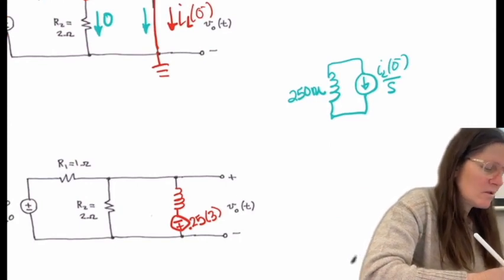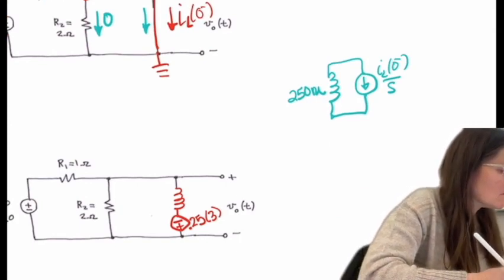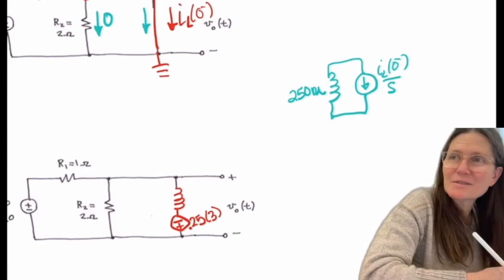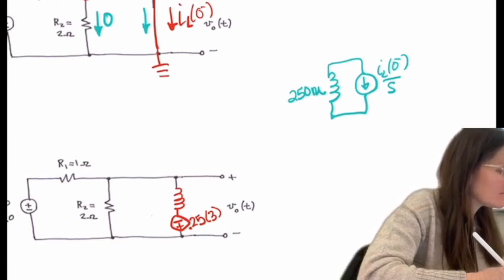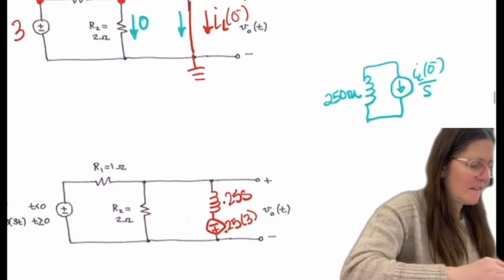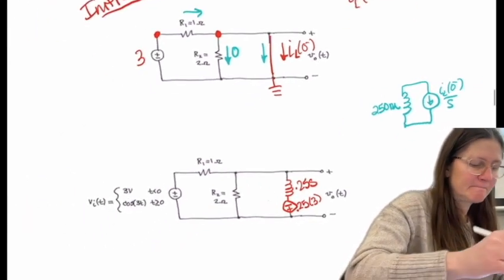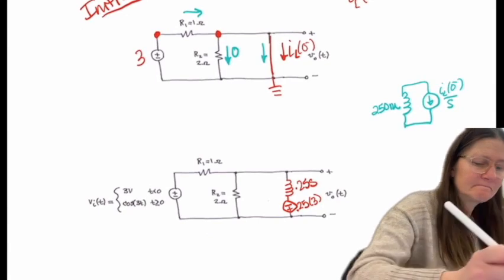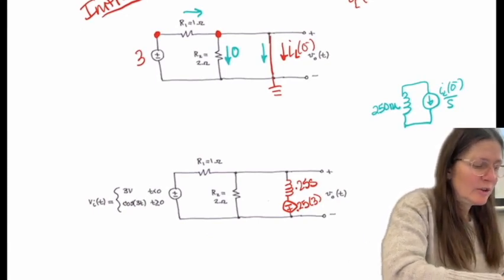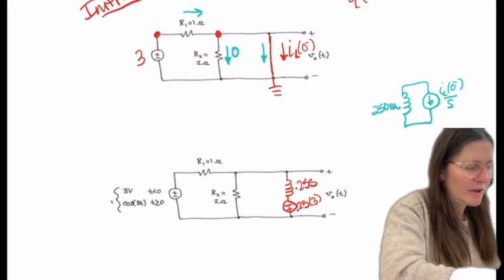Which one do you think is easier? Again, it's just preference of what looks easier to you. Sometimes it's true. We do these little things because we think they are going to be easy. Yeah, I feel like the current source is probably easier in this one. So what will be the source value over here?